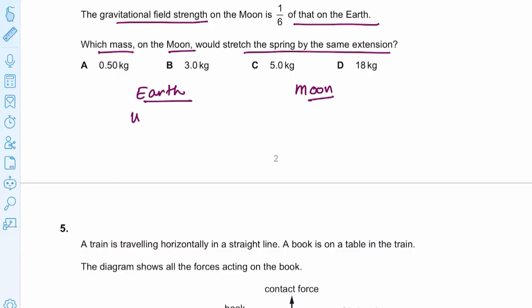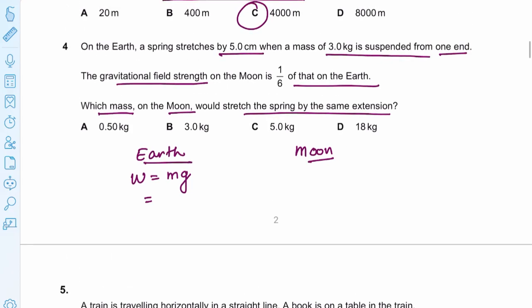And we know the formula, that is W equals mg, right? So W equals, mass is given as 3 kg, so I'm writing 3, and g is 9.8 meters per second squared, so I'm getting 29.4. Do you understand clearly, right?